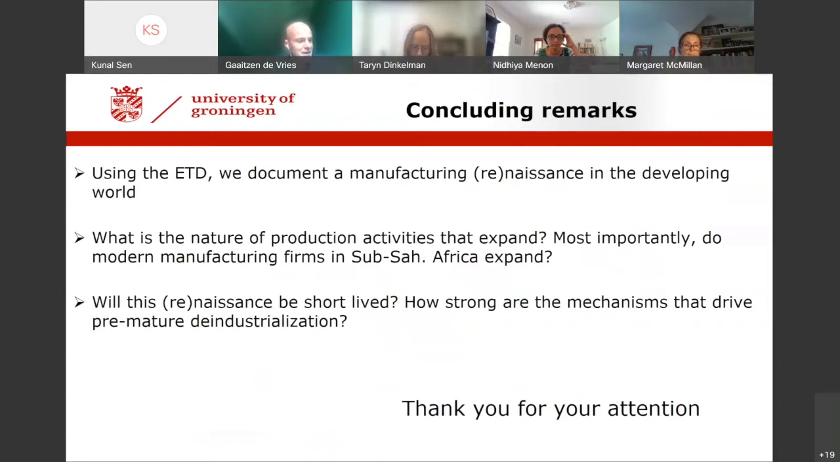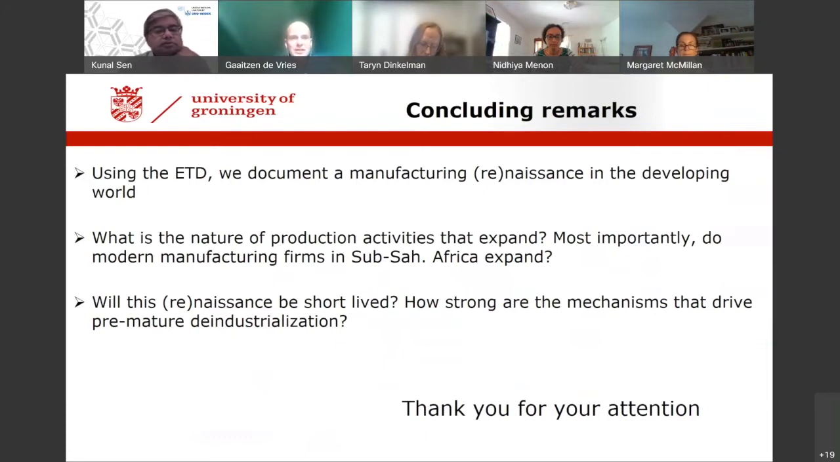First of all, why has there been a reversal in industrialization? And what's the nature of the production activities that expand? Yesterday, Rodrik talked about this in the keynote lecture: is this mainly informal, or is it also an expansion of modern manufacturing firms that we're observing? And their findings for Tanzania and Ethiopia suggest that it's mainly informal, and it would be very interesting to know whether that actually applies more widely.